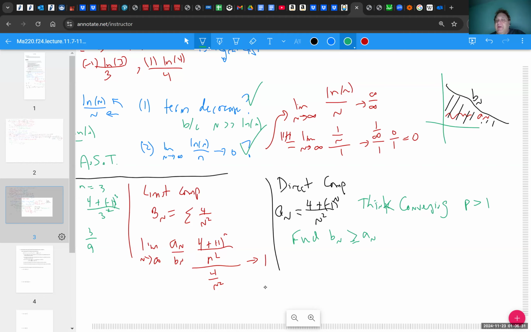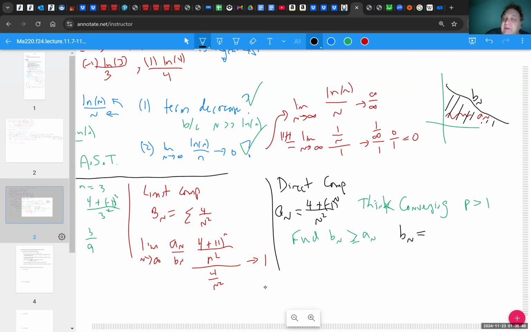All right, so how do we find a bn that's larger than an? Again, we just make things very simple so that we'll be able to do a simple comparison. So we have 4 plus either -1 or 4 plus 1.